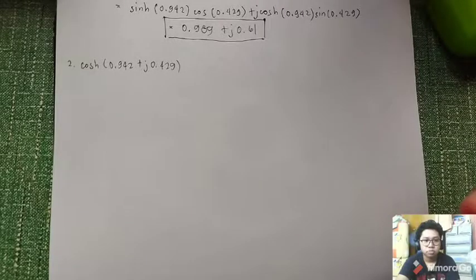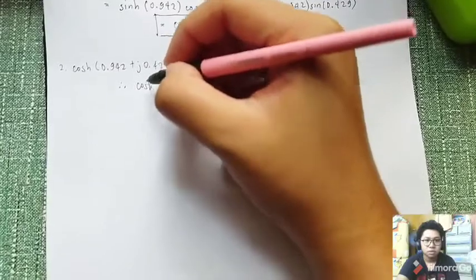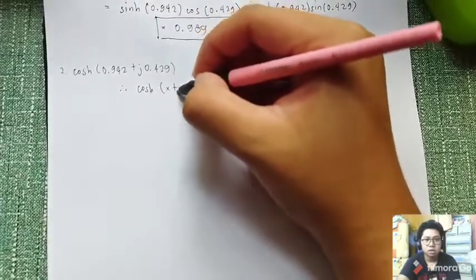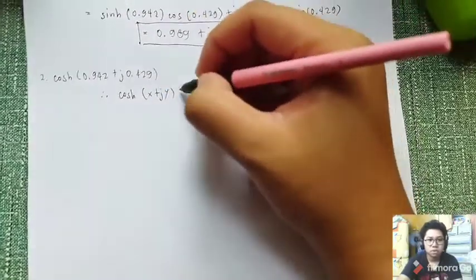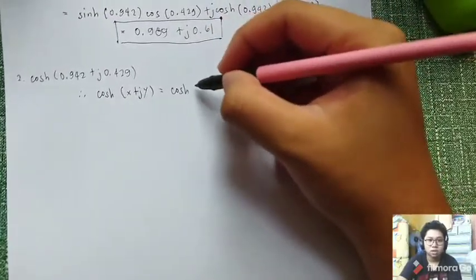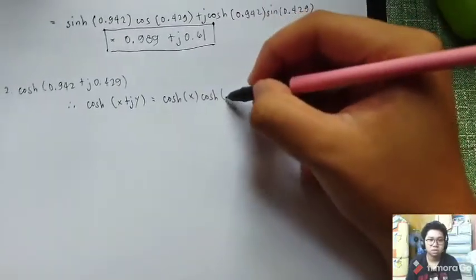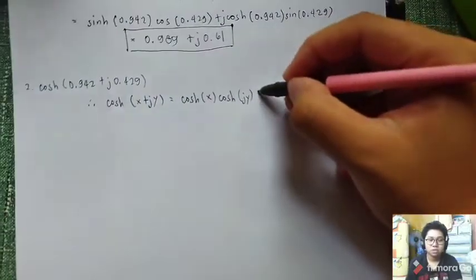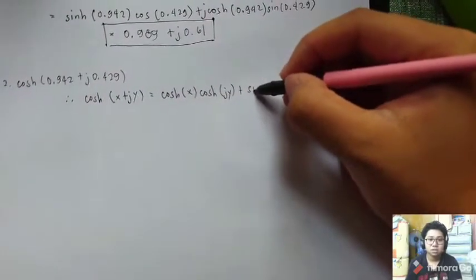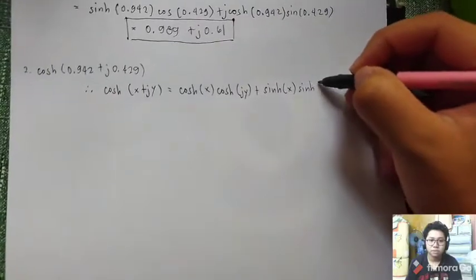For our second problem, we have to determine the value of the cosine hyperbolic of the complex number. And remember another property, that the cosine hyperbolic of x plus jy is equal to the cosine hyperbolic of x times the cosine hyperbolic of jy plus the sine hyperbolic of x times the sine hyperbolic of jy.